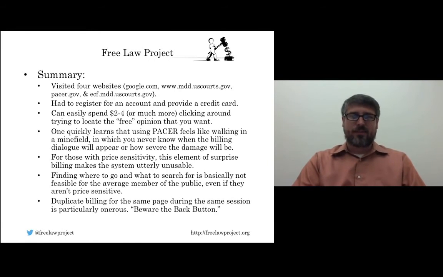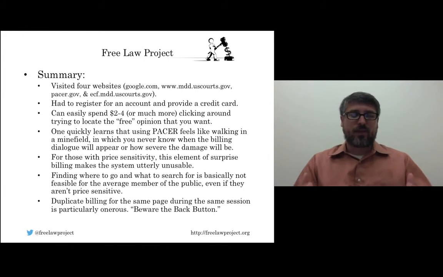Let's summarize what's happened here. I visited 4 websites: Google, the Maryland District Court page, PACER.gov, and then the ECF website for Maryland. I had to register for a PACER account and provide a credit card. It should be obvious that you can easily spend $2 to $4, or if you're searching very persistently and very poorly, much, much more, clicking around while you're trying to locate that quote-unquote free opinion that you want.